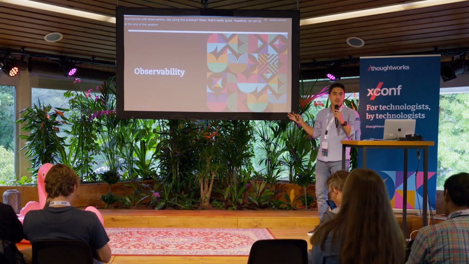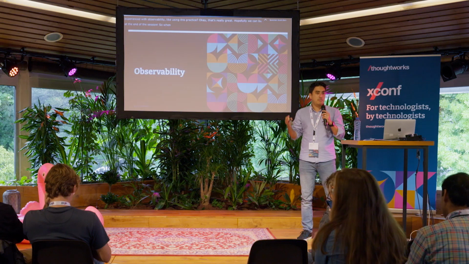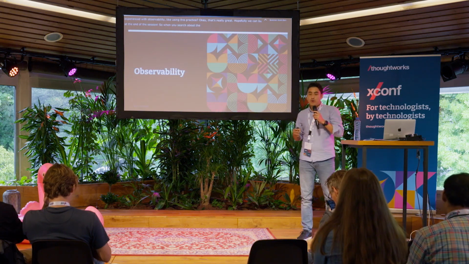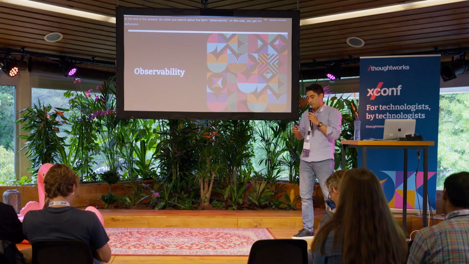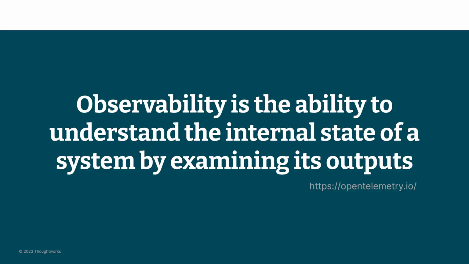So when you search about the term observability on the web, you get many definitions. I also encourage you to do some research of your own, but one that I like comes from the OpenTelemetry website, and it goes like this. Observability is the ability to understand the internal state of a system by examining its outputs.